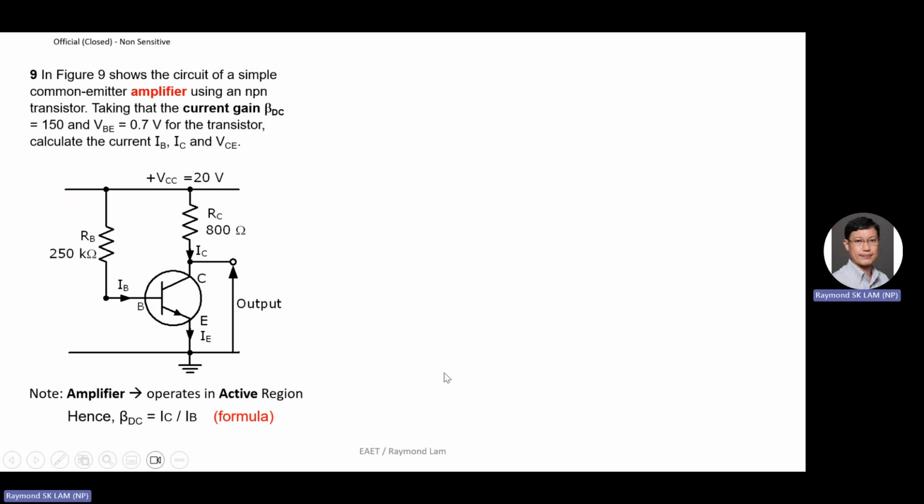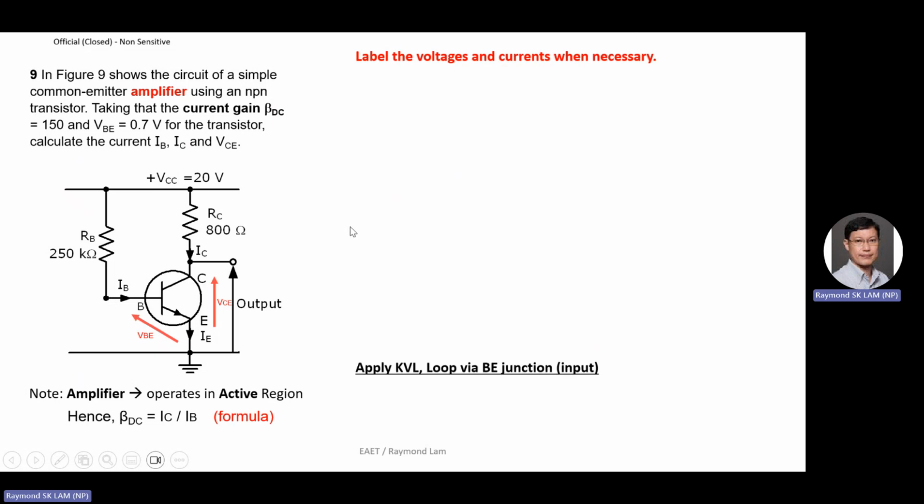Okay, so as usual, we label the voltages and currents. So you label the VBE and you label the VCE, right? IB is already labeled, IC also labeled. Okay, it's already labeled by the question.